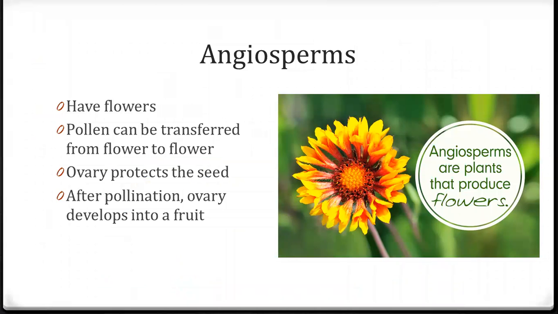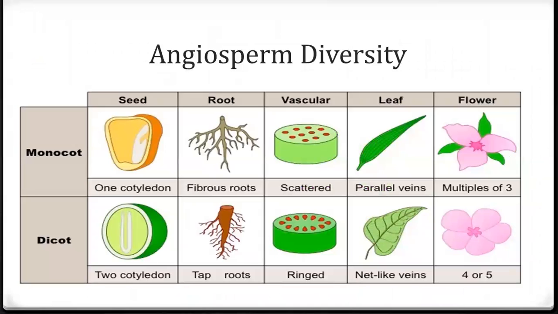Angiosperms have flowers. Their pollen can be transferred from flower to flower. The ovary protects the seed, and then after pollination, the ovary develops into a fruit. This is the angiosperm diversity. You can have a monocot and dicot. Their seeds just look different.